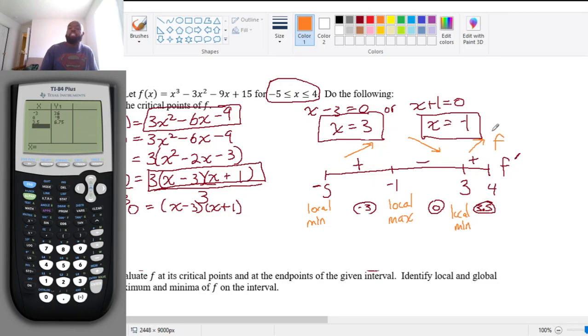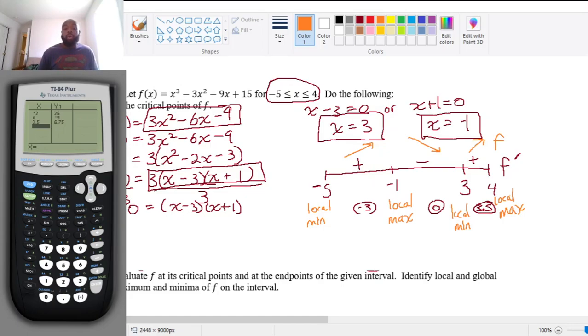And then we increase until we get to x equals 4. So that's going to be a local max. And so there we have that. We know where our local max and our local minimums are by looking at our first derivative test and that number line there. All right, and we use our calculator to help us do that.